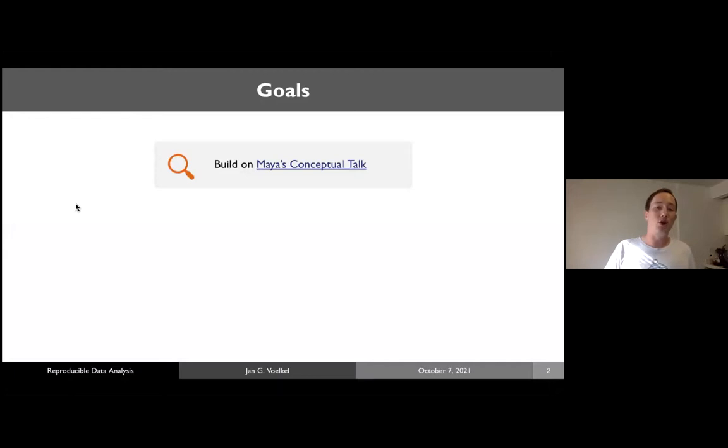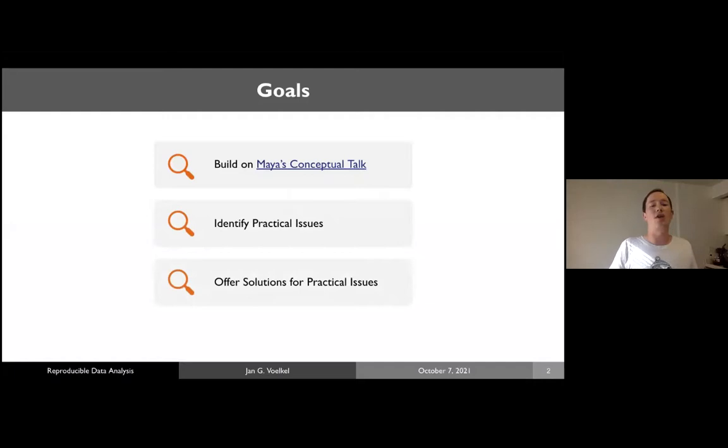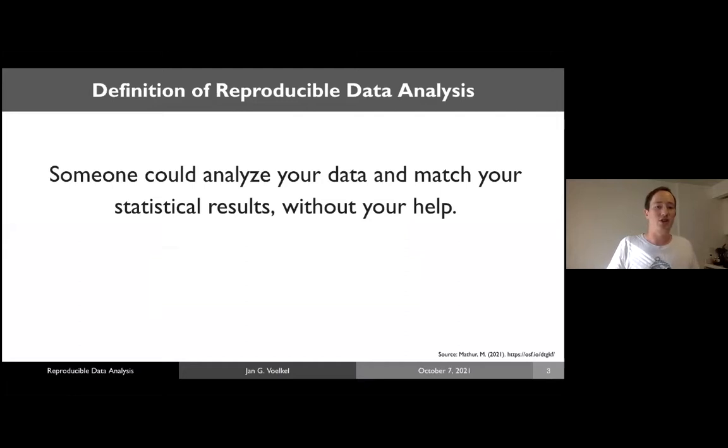So the goals of my talk are to build on Maya's conceptual talk from last week, identify practical issues and then offer some solutions for these practical issues. I will operate with a definition of reproducible data analysis, which is very similar to the one that Maya used last week. So someone, and they could be yourself or a third party, could analyze your data and match your statistical results without your help.